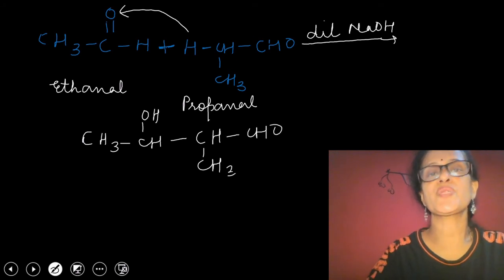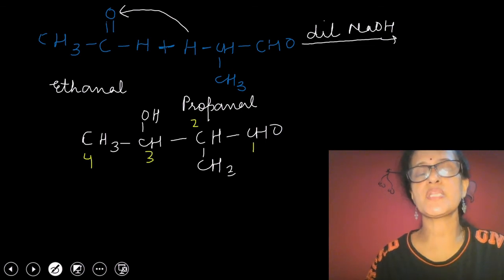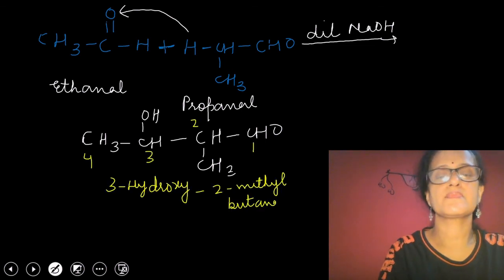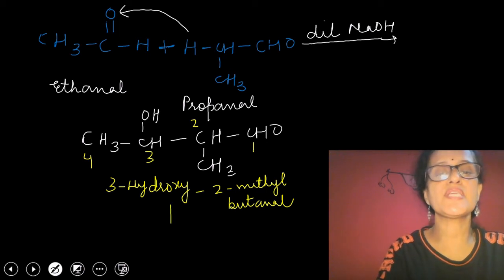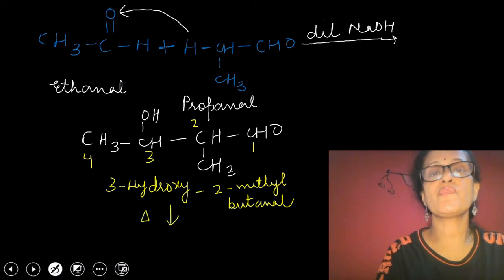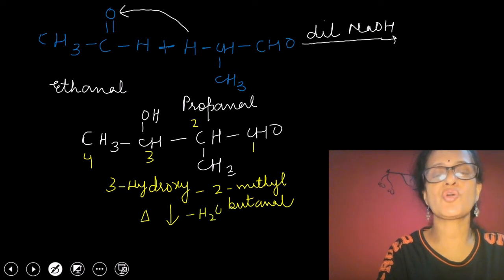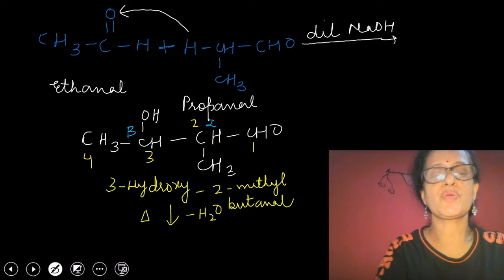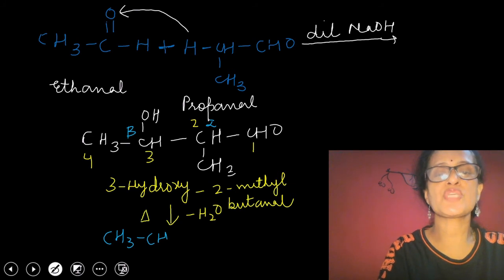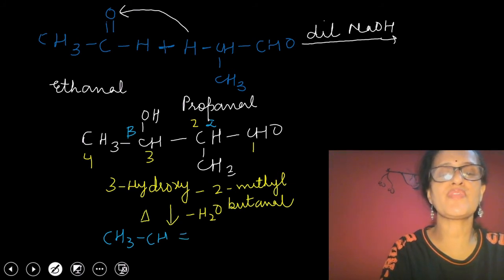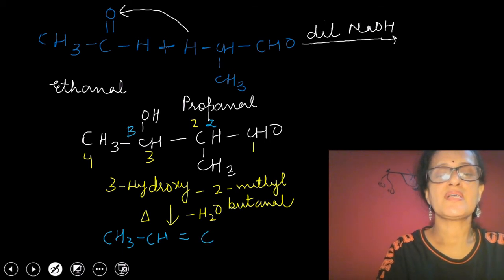So the name of the product is 3-hydroxy-2-methylbutanol. This 3-hydroxy-2-methylbutanol, on further heating, results in the formation of an alpha-beta unsaturated aldehyde by the loss of a water molecule. So your product will be CH3, single bond CH. OH will be lost from here and H will be lost from the second carbon, so a double bond will be developed.